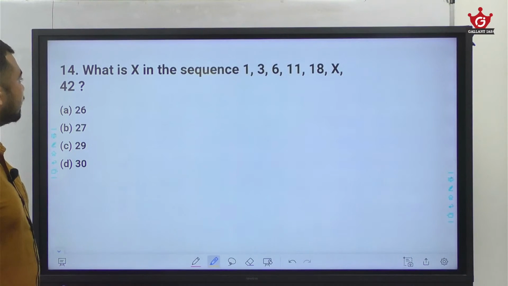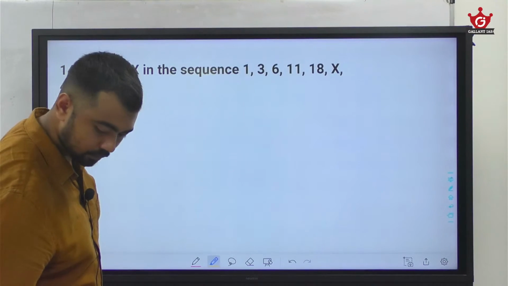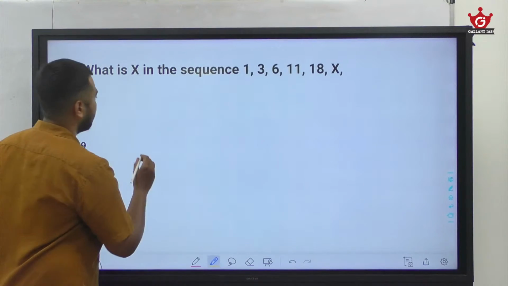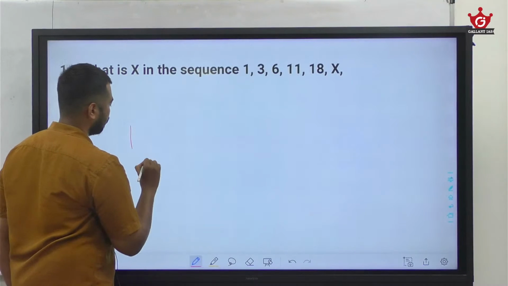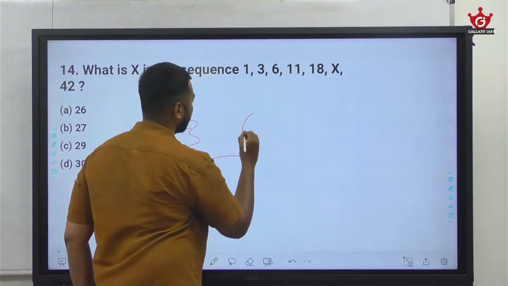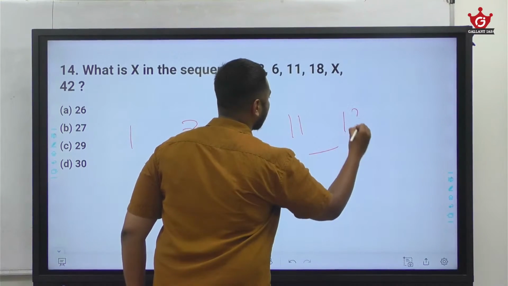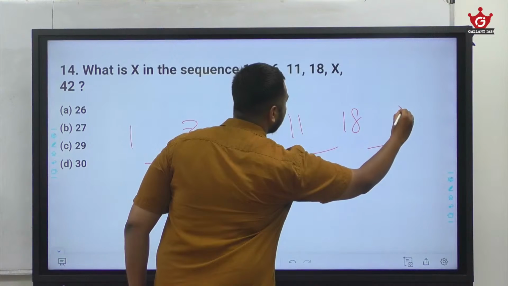What is X in the sequence? Okay, let's find out.